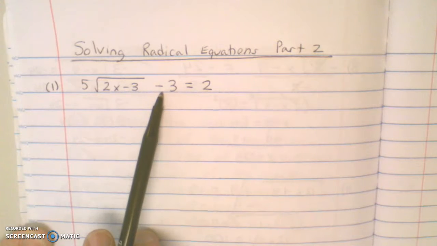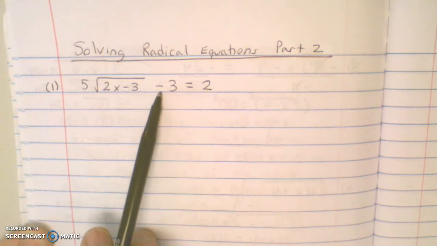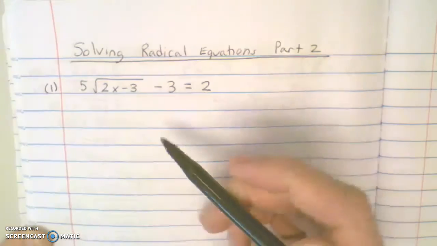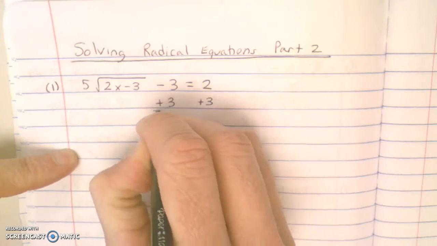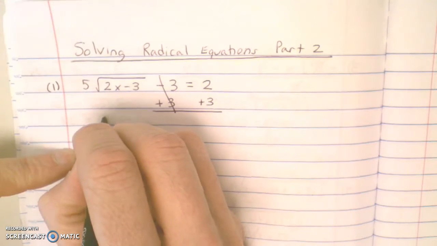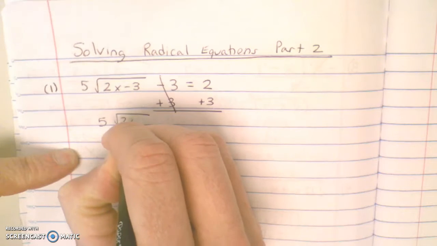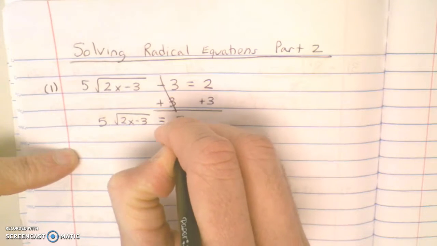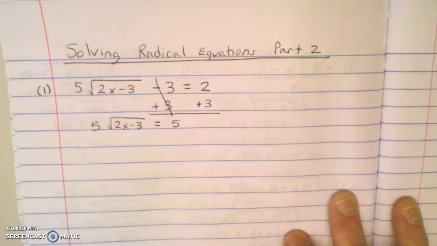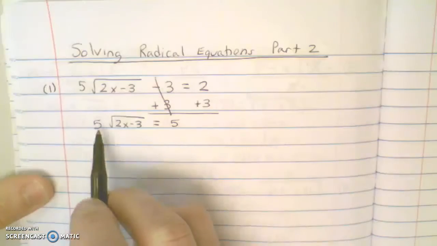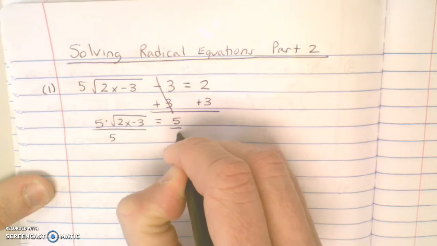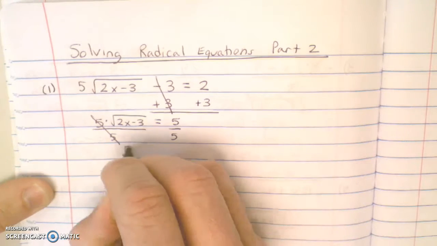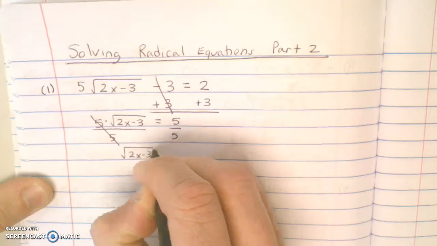So the first thing you want to do is look for any addition or subtraction on the outside of the radical, so not underneath it, that we can undo. So here I see I can undo by adding 3 to both sides of the equal sign. That's the inverse operation there. So 5 square root 2x minus 3 equals 5, because the 3's cancel out, and 2 plus 3 is 5. Remember, when there's a number in front of a square root, that means you're multiplying. So here, to undo multiply, we divide. So the square root of 2x minus 3 equals 1.